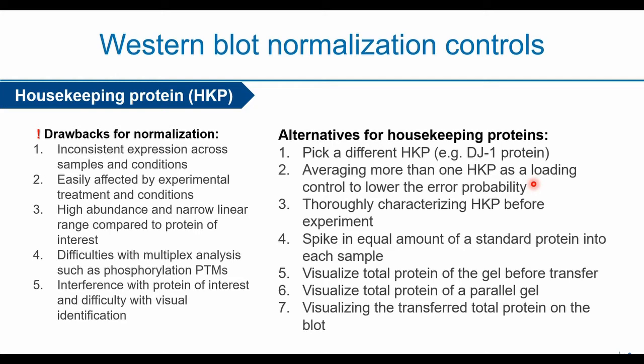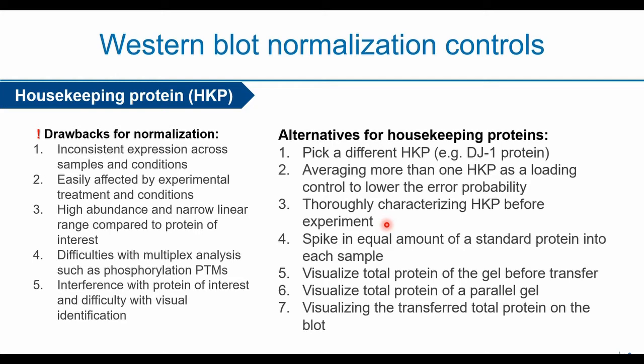Okay, let's say these two are not suitable, then how about I just want to characterize my current housekeeping protein before the experiment? Yes, you can do that. One way to do that is to pool your samples, regardless of what kind of group, together to get so-called pooled samples, run the samples in a serial dilution, create a standard curve, and then see whether the expression changes or not.